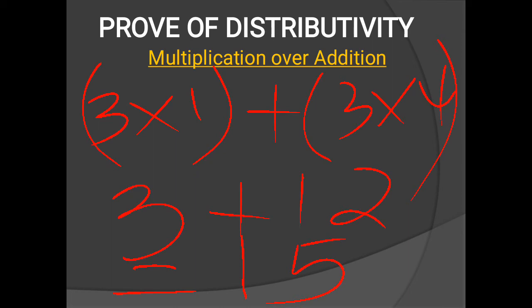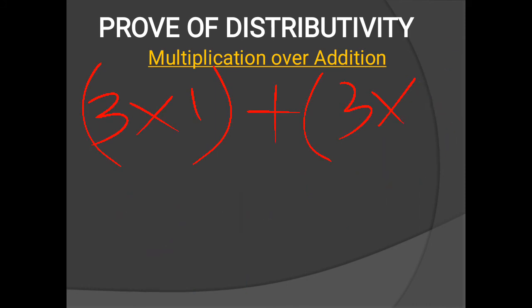You can try a lot of numbers. You are going to get the same answer. So it's just the normal expansion we know. That is what the distributivity, or distributive property, is about.